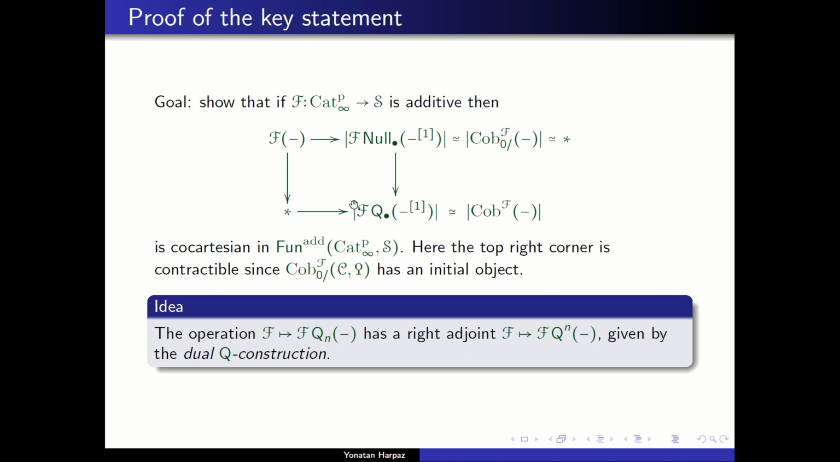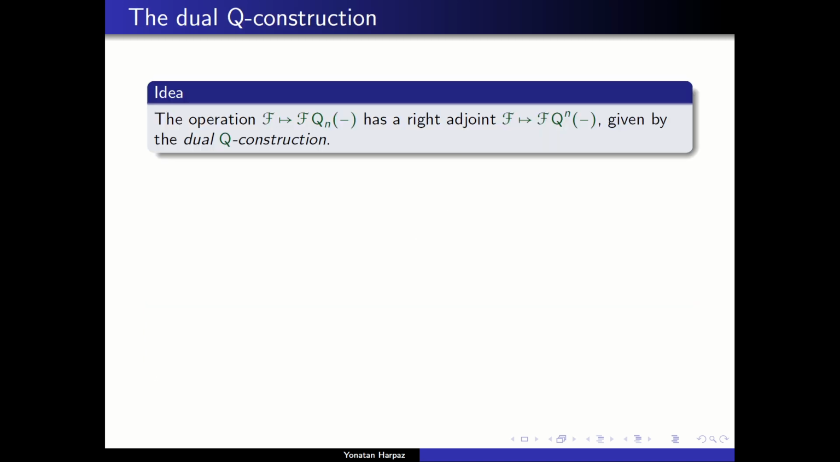Now, to all these things, there are adjunctions. So these are geometric realizations. They are colimits. Mapping out of a colimit becomes a limit. Then the operation of precomposing with null has a right adjoint, which is precomposing with null dual. The operation of precomposing with Q has a right adjoint, which is precomposing with Q dual. The operation of shifting also has a right adjoint, which is the inverse shifting.